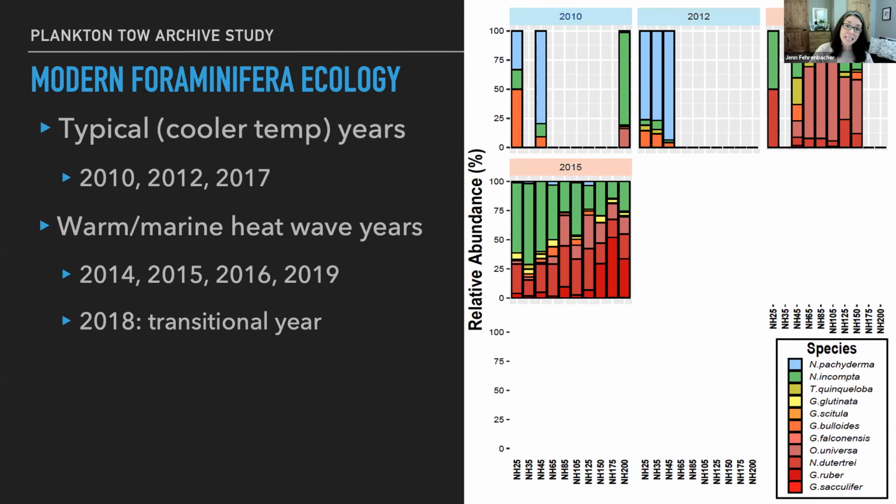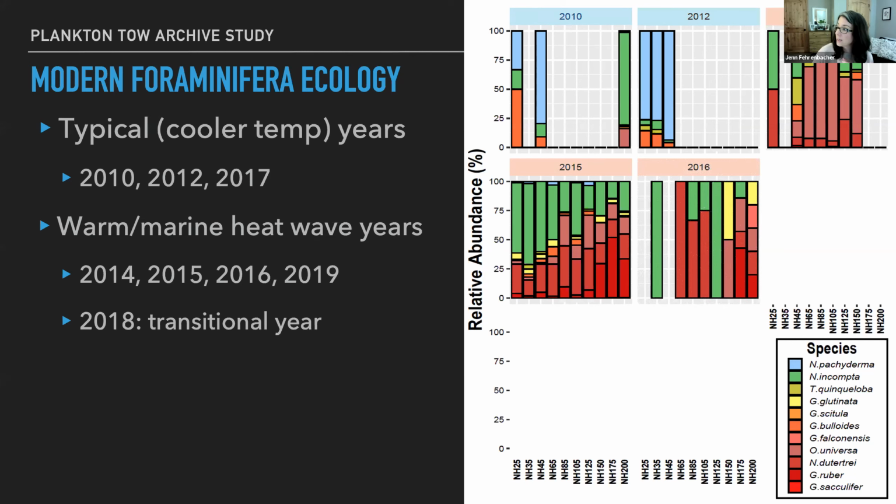Transition into 2015, this was peak warming in the marine heat wave. And at this point, we start to see subtropical species that are not common to this region. So it's not that they're not found here ever, but they're typically not found across the entire NH line, across the entire sampling area. The reds here are species that are quite common in the tropics. So we're starting to see some warmer species. This is 2015.